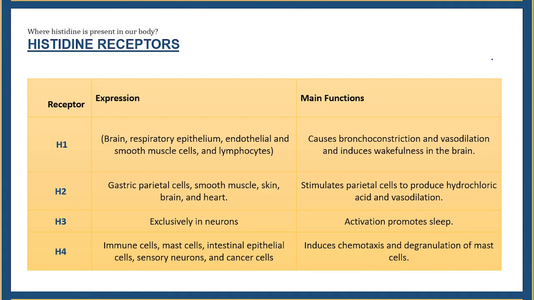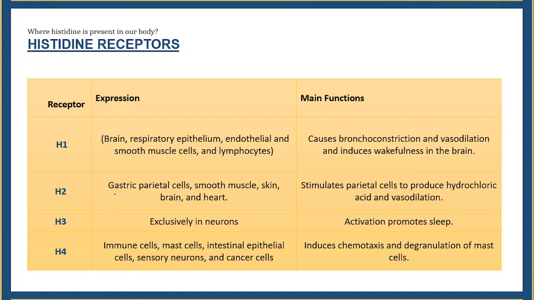Histamine receptors. We all know that histamine is present in our body. Now its location: there are 4 types of receptors which are present in different parts of our body. The H1 receptor is present in the brain, respiratory epithelium, endothelium and smooth muscles. Their function is bronchoconstriction, as I have discussed earlier, vasodilation and wakefulness in the brain.